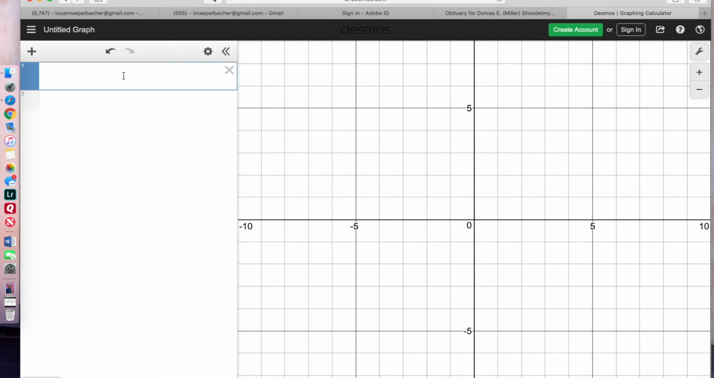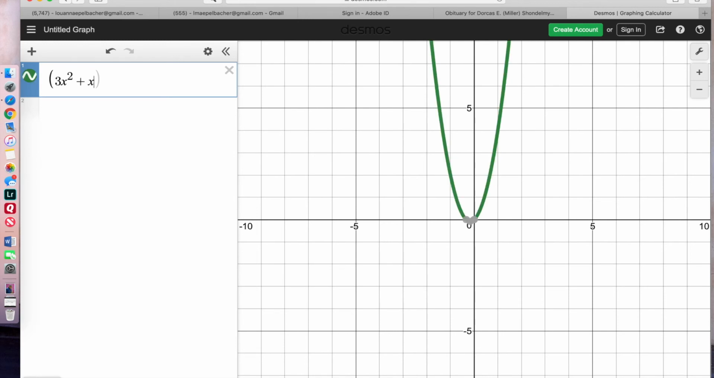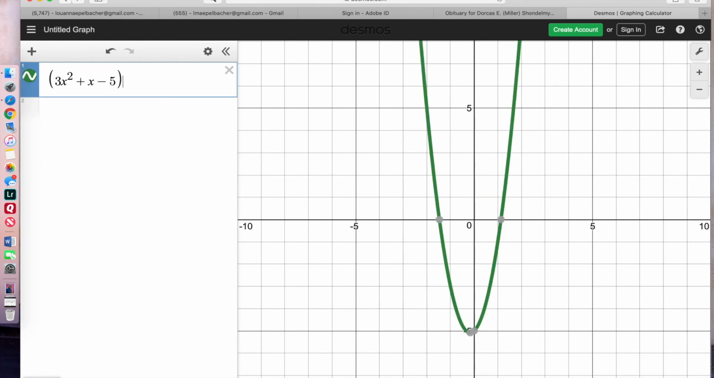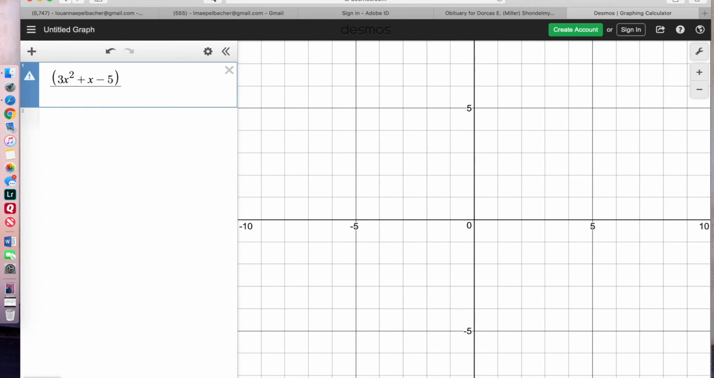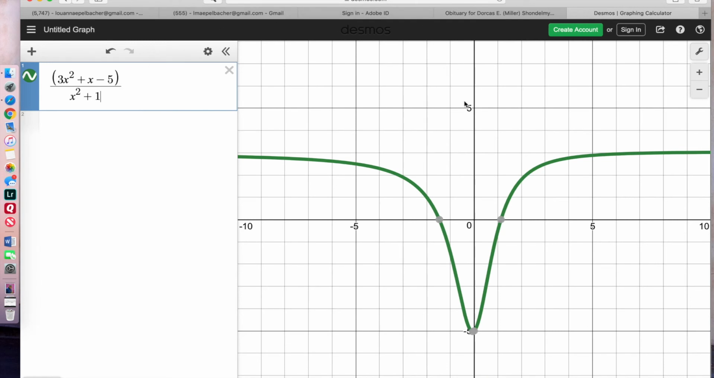And so the first thing that I want to point out is that with Desmos, I can't really find a way to have a numerator and denominator and have the numerator have multiple terms without using parentheses. If you find a way to do that, please, please, please let me know. But in the meantime, go ahead and type parentheses 3x squared plus x minus 5, close your parentheses, and then when you hit the slash or divide, it automatically then gives you a denominator, and you can type your x squared plus 1 without parentheses.